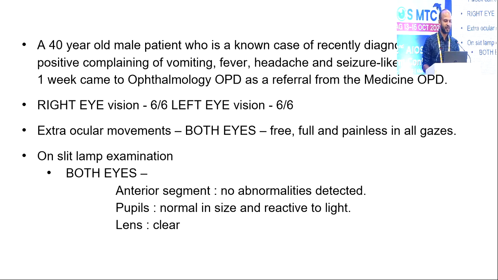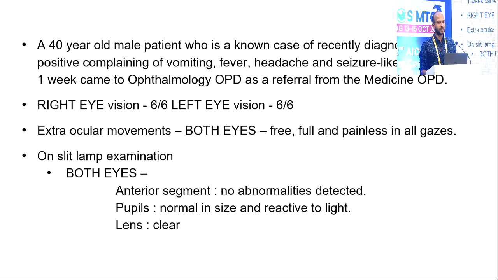My poster is on a case of HIV retinopathy. A 40-year-old male patient who is a known case of recently diagnosed HIV positive, complaining of vomiting, fever, headache, and seizure-like activity since 1 week, came to our ophthalmology OPD as a referral from medicine OPD.